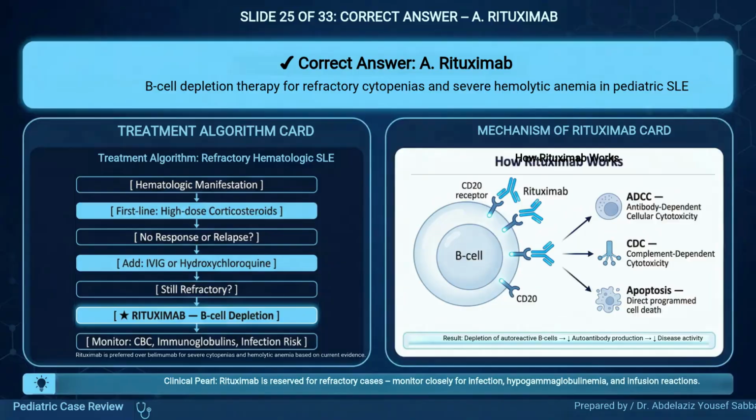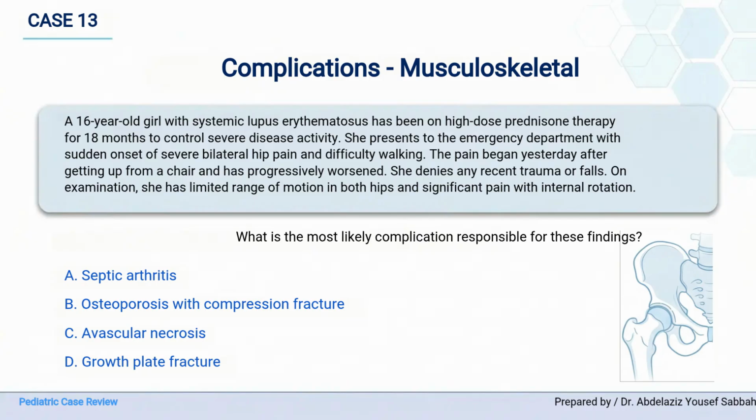Case 13. A 16-year-old girl with systemic lupus erythematosus has been on high-dose prednisone therapy for 18 months to control severe disease activity. She presents to the emergency department with sudden onset of severe bilateral hip pain and difficulty walking. The pain began yesterday after getting up from a chair and has progressively worsened. She denies any recent trauma or falls.